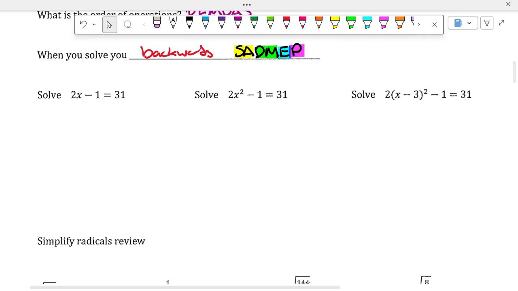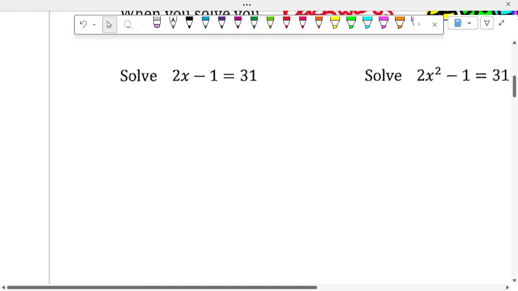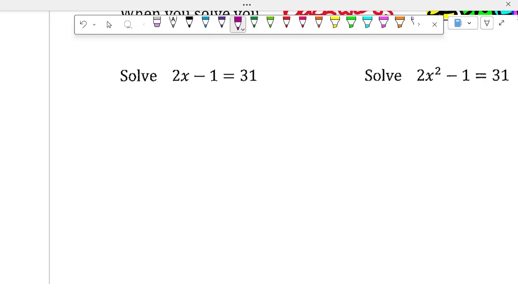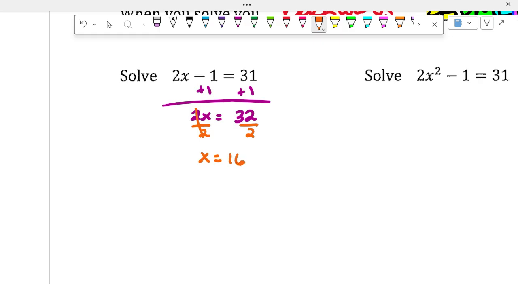The first one is just a simple two-step equation because it's linear. There's no x squared, it's just x. So this is review from Math 1. So what's your first step for solving this equation? Come on, I know you know how to solve a two-step. What is it? Add the 1 to both sides. So I have 2x is equal to 32. So we just did the SA of SADMEP. Then what do I do? Divide both sides by 2. So that's the DM of SADMEP. So x is equal to what? 16.